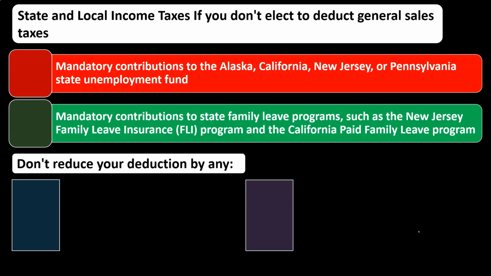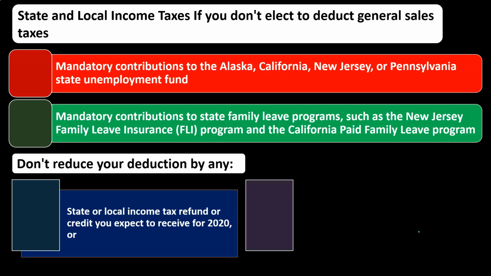So don't reduce your deduction by any state or local income tax refund or credit you expect to receive in 2020. So in other words, let's say you overpaid the state taxes in 2019, and possibly I took a deduction for the state taxes in 2019, but some of it I overpaid, and they're going to give it back to me. What do I have? So you might think, well, then I should either amend the 2019 return because I over-deducted possibly, or maybe I reduced the deduction in 2020. And no, that's not what you're going to do.